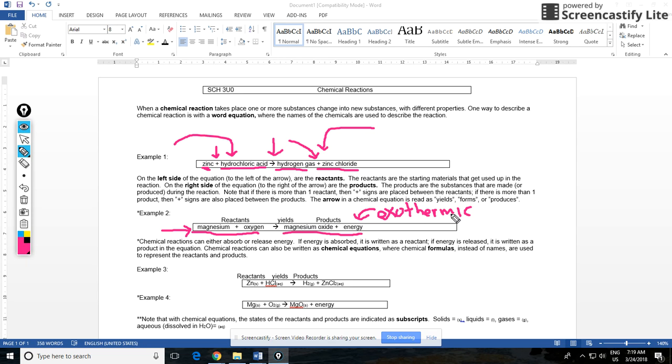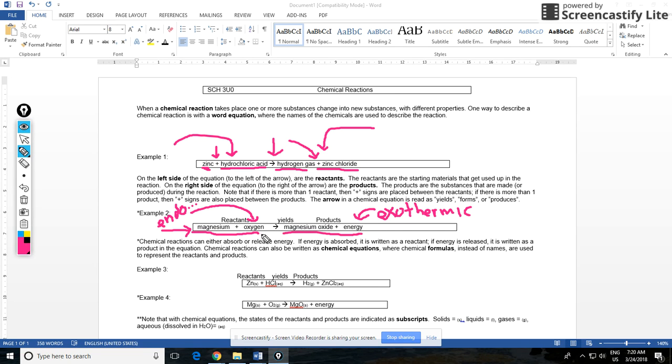If, on the other hand, the energy was used or absorbed during the reaction, you would write it on the reactants side, and you would call that reaction endothermic in terms of energy. It's taking in energy, endothermic.